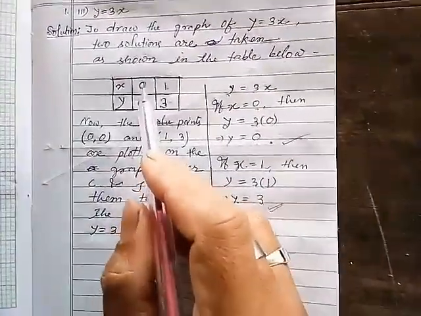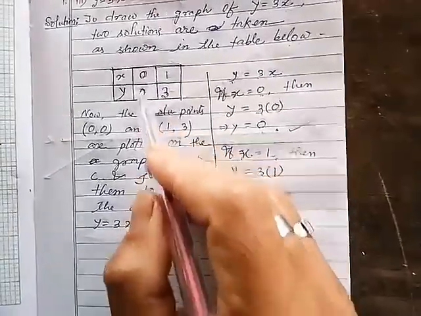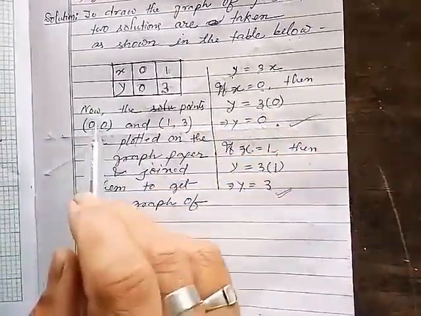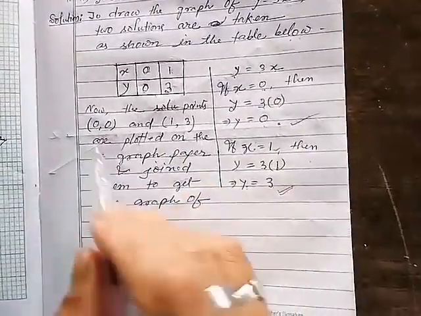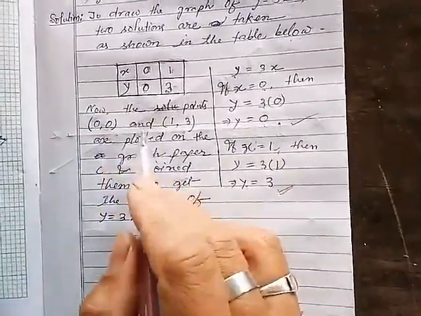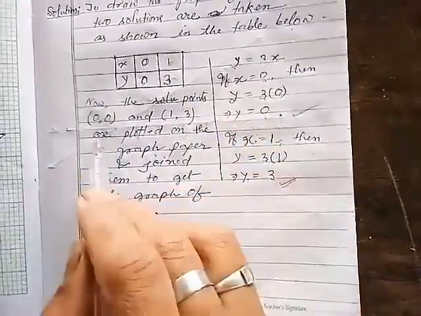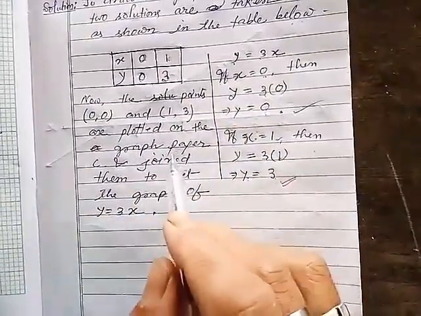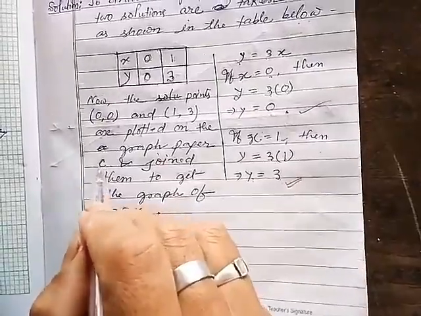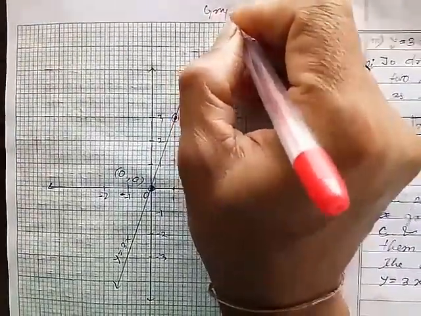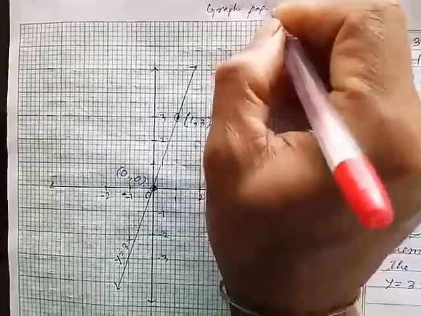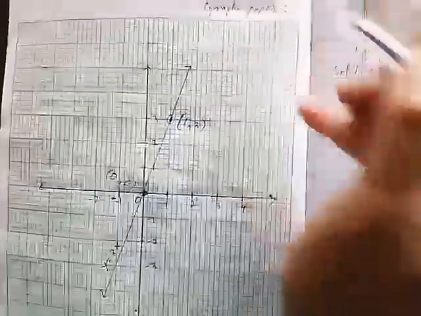Now I need to plot these 2 points. There are 0, 0 and 1, 3. That's why I have written a short explanation of the graph. Now the points 0, 0 and 1, 3 are plotted on graph paper C. So where is graph paper C? Here is graph paper C. So let me write here graph paper C. This is graph paper C.